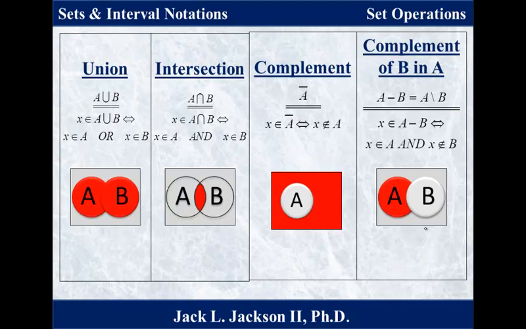The complement of B in A, or A take away B, or A backslash B, that's X is an element of that set if and only if X is an element of A and X is not an element of B. So we started with all of A and then we erased B, and so we only get what you can see in red there, the stuff that's in A that doesn't overlap with B.